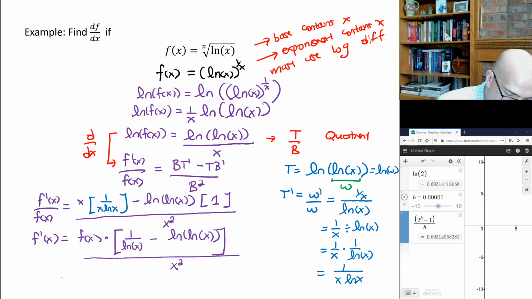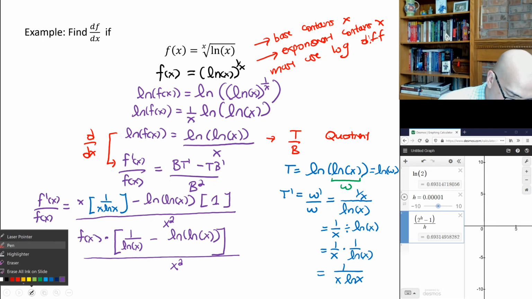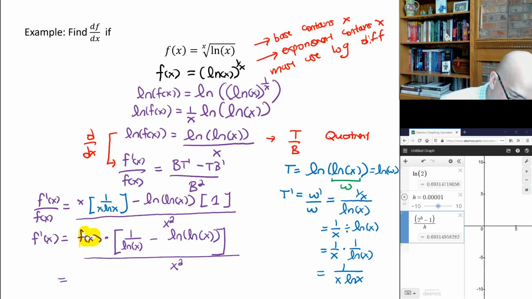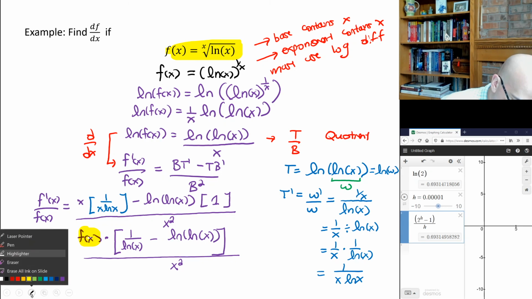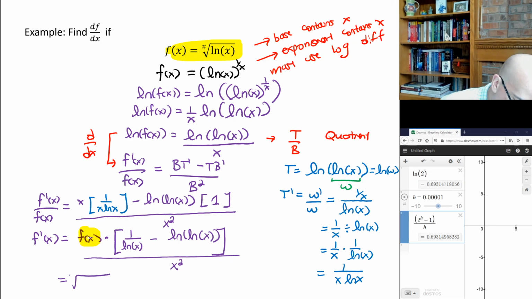And then we can do a substitution. We can replace the f of x with what it was originally. So the xth root of the ln of x times all that stuff. 1 over the ln of x minus the ln of x.